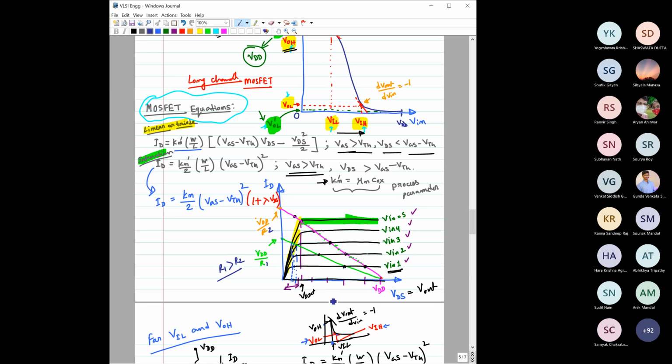But still it is not clear how Kn value would increase this transition. Can anyone explain? So Kn equal to mu n into W by L, and mu n is actually the mobility. So if the mobility increases, no, obviously mobility is actually constant. I told you, Kn is mu n into Cox. This is a process parameter, so this is not dependent on the design. When you choose the technology, this is fixed. So the only thing that you can change is W by L. From this point, try to think why.